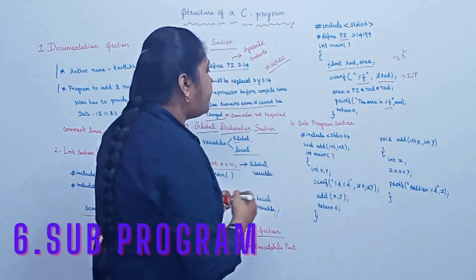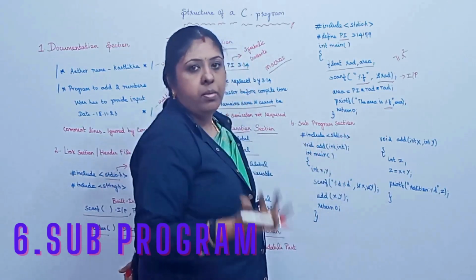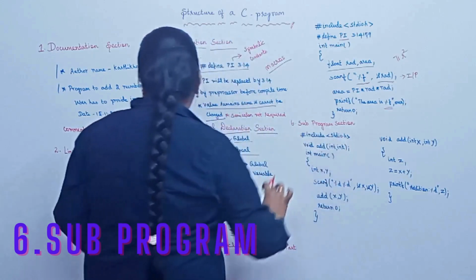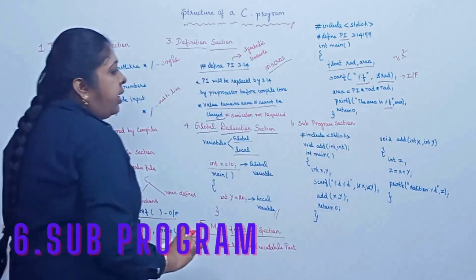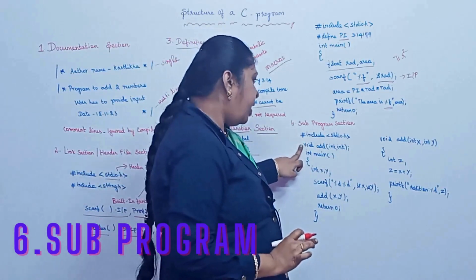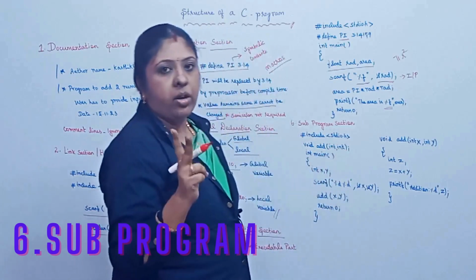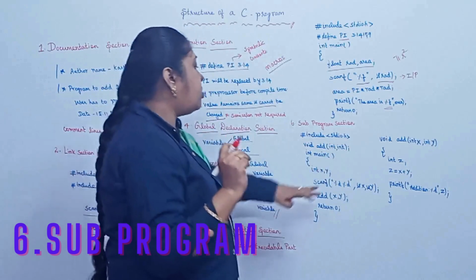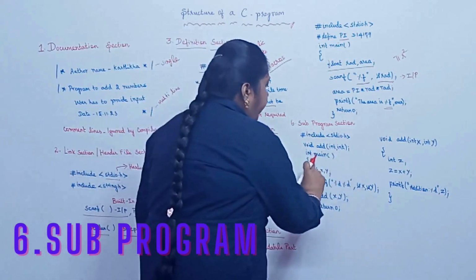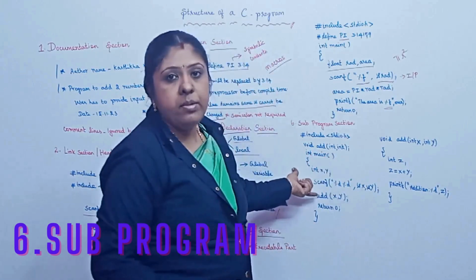Hash include stdio.h, since we are using the scanf and printf statements, the built-in functions. Here we are using stdio.h, which is nothing but the link section or the header file section. And then void add, integer comma integer. For two numbers we are going to find the addition value, so the integers are passed here. And then int main, the open braces, the main function begins.